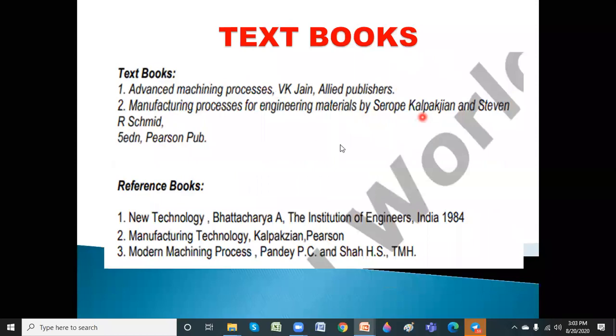And for textbooks, obviously I'll be giving you material, ebooks, whatever is available with me. These are the main books: Advanced Machining Processes by VK Jain, or Bhattacharya, New Technology, etc. A lot of material is also available as NPTEL lecture videos and YouTube videos. Everything is available, so you can take the help of those. It's definitely a very interesting subject. These are the main reference textbooks.